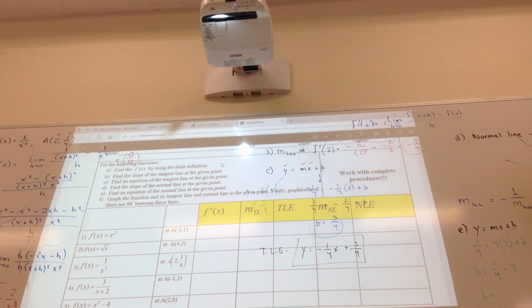b is equal to what? Give me an improper fraction, please. Minus what? 31 over 4. Very good. So my normal line equation is going to be y equal to 4x minus 31 over 4. We can simplify. Not mixed fractions. Good.